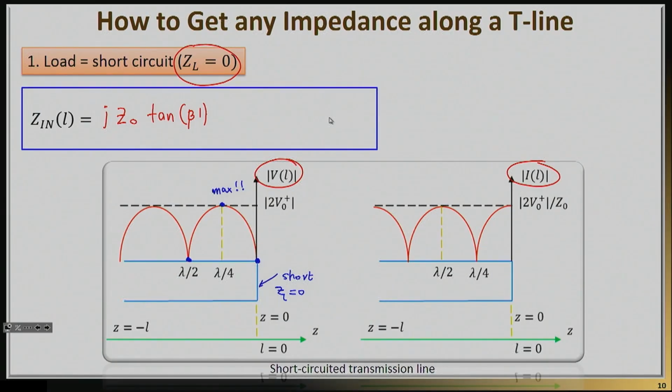Now, exactly the same thing happens for the current, except things are reversed. So at the short location, I should have a maximum current, and indeed I do. The maximum current is 2V0+ divided by Z0. I move lambda by 2 away, I find another location of a current maximum, but I move lambda by 4 away, and my current is actually 0, as it should be. So, in other words, just by moving a quarter wavelength away, you go from having a short circuit to having an open circuit with a maximum voltage and a 0 current.